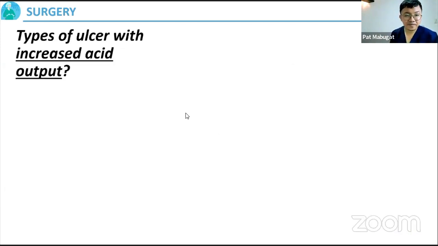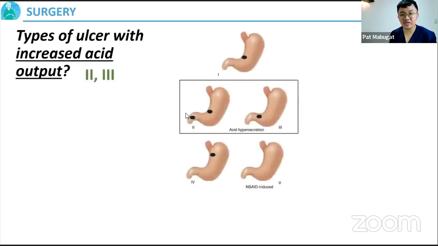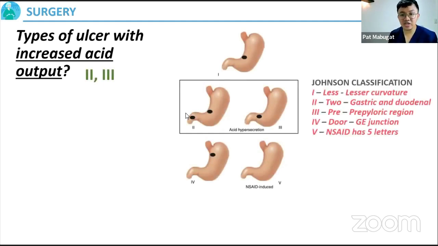Okay? Next, type of ulcer with increased acid output. We have Johnson classifications 1 to 5. The ones associated with increased acid output, as asked in the previous board exam, are your type 2 and 3. So for Johnson's classification, we have 1, 2, 3, 4, and 5. 1 is less, 2 is two, 3 is pre, 4 is door, 5 is NSAID, with 5 letters. So here is a mnemonic for it.